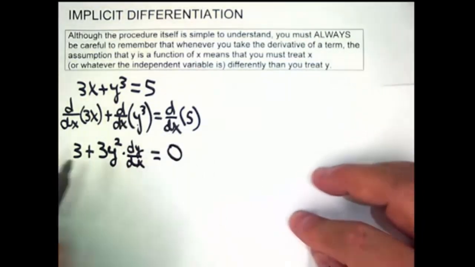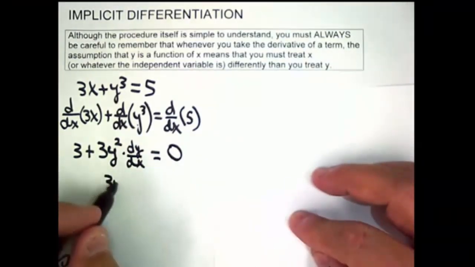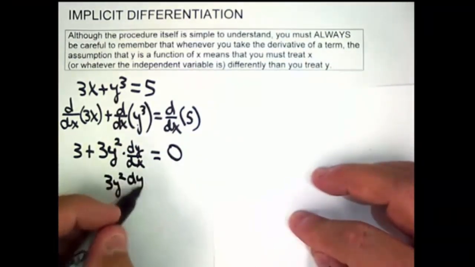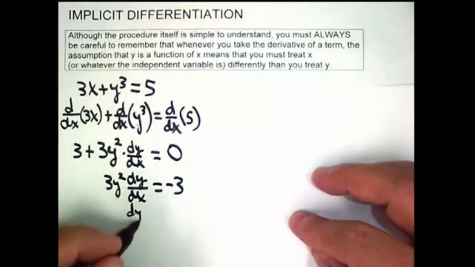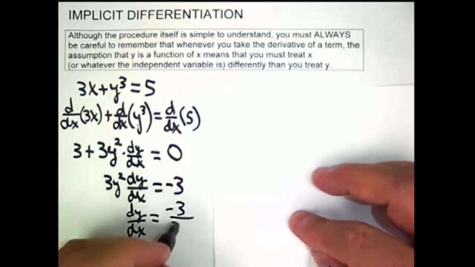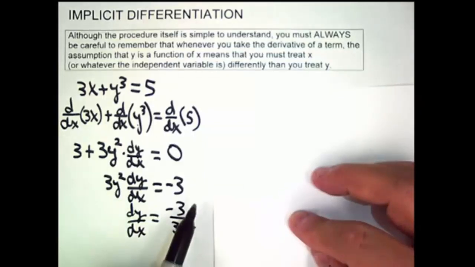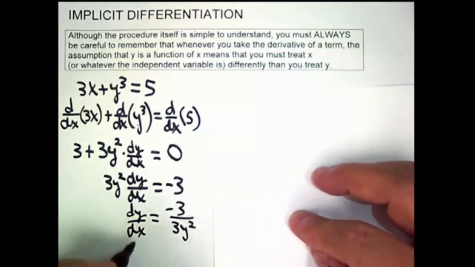Now, you're still going to subtract a 3 from both sides. You're trying to isolate the dy over dx on one side by itself. In other words, solve for dy over dx. Now, if I divide both sides by 3y squared, I'll have dy over dx on one side by itself. And then you notice, of course, that the 3's will divide out, and you'll end up with dy over dx is equal to minus 1 over y squared.